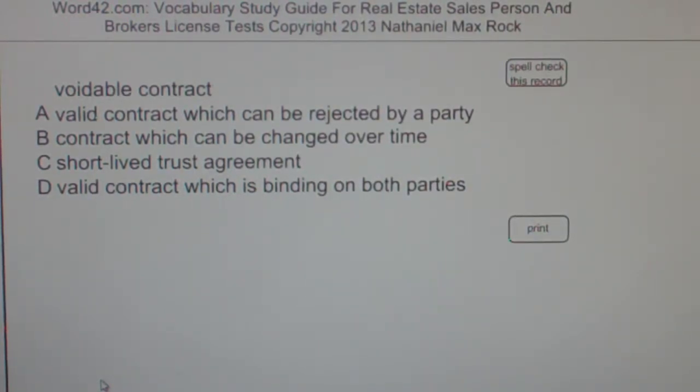So a voidable contract is A, valid contract which can be rejected by a party.